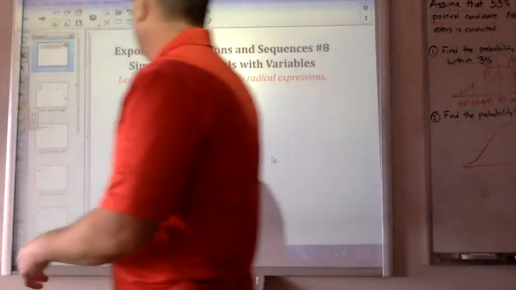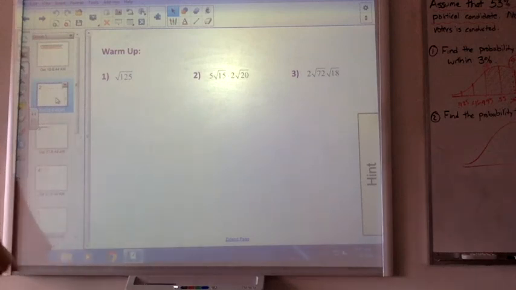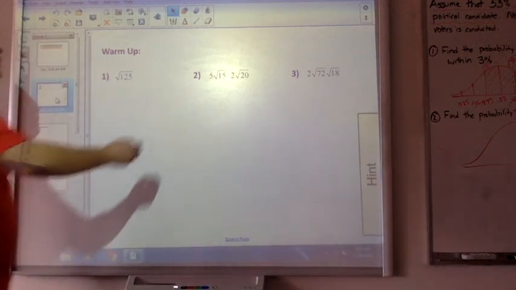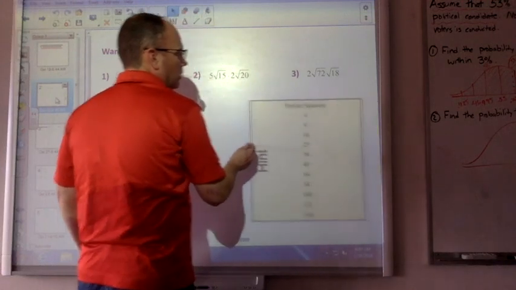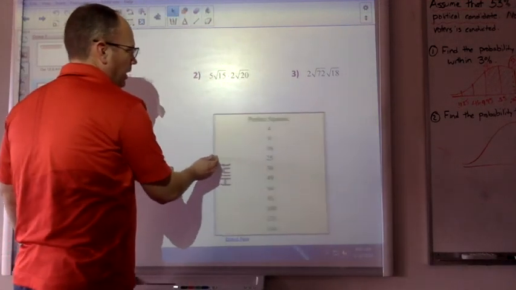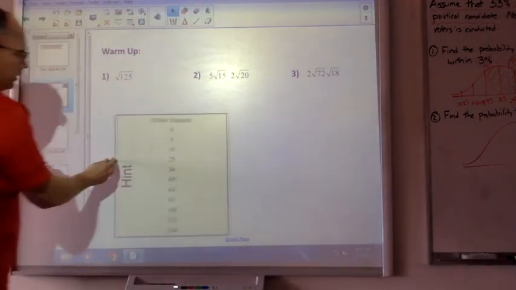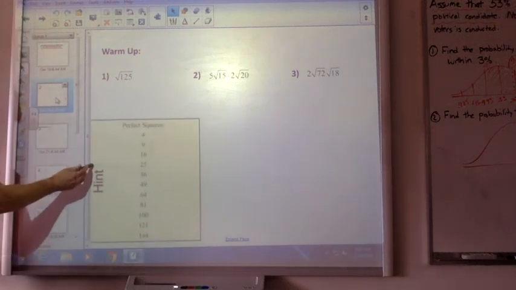Simplified radicals with variables. Let's move on. Okay, so warm up. I think you can see your hint. It's maybe off to the side of your page, right? Okay, so I'll bring it right there.